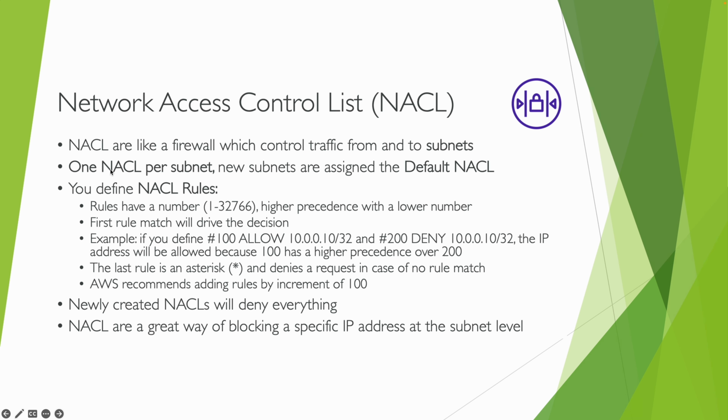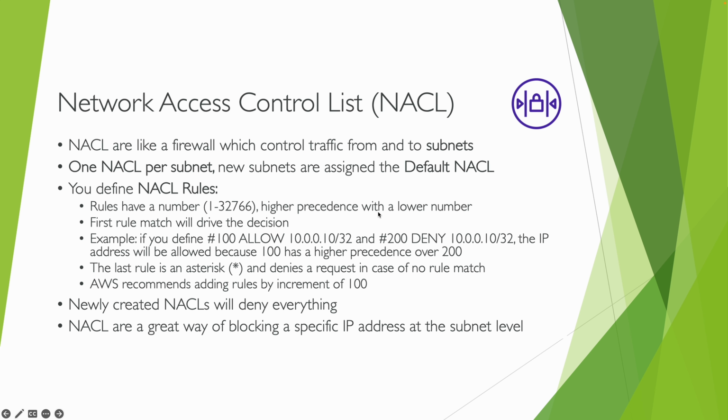So we can assign one NACL per one subnet. New subnets are assigned to the default NACL. How we define these NACLs, we'll see. These NACLs consist of rules with rule numbers. The rule number goes from 1 to 32,766, and the lower number has higher precedence.